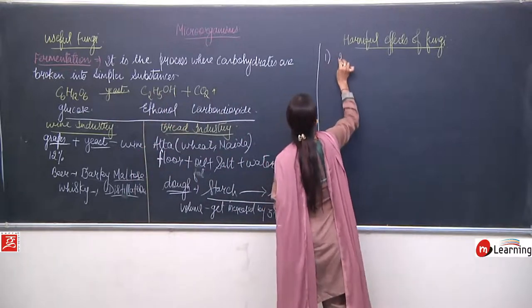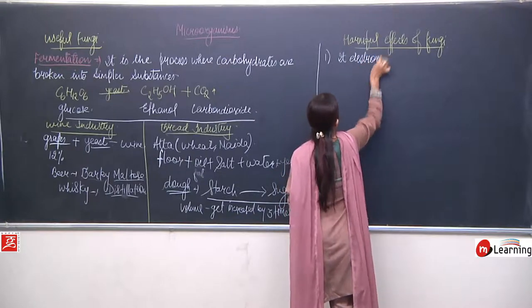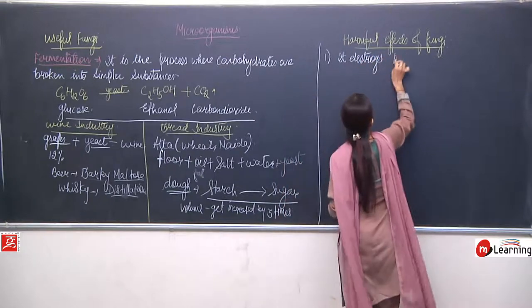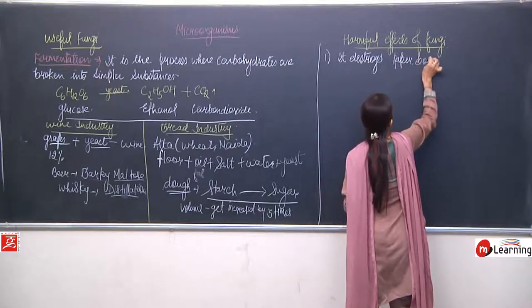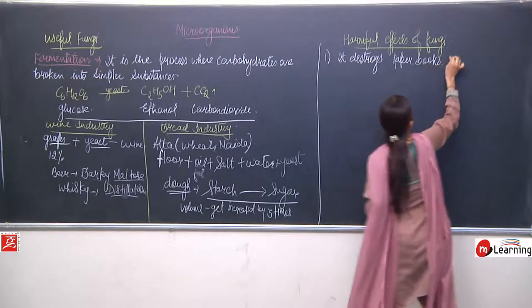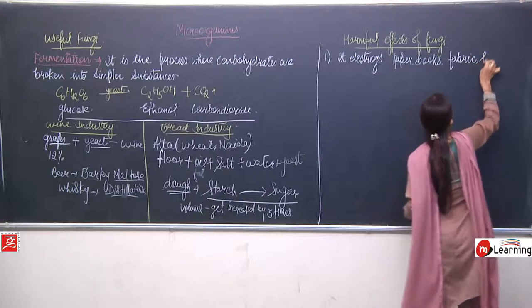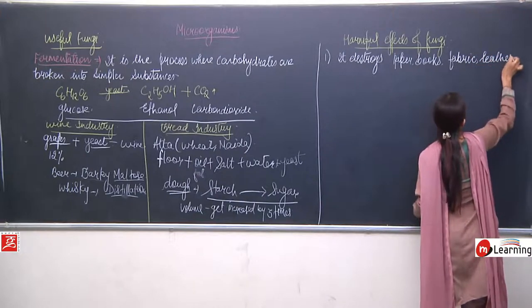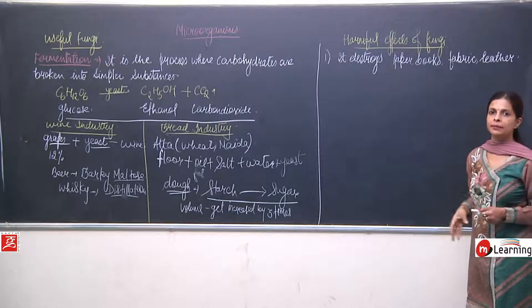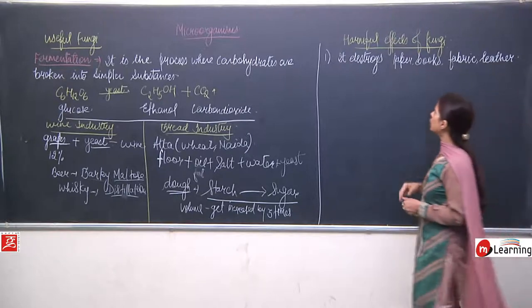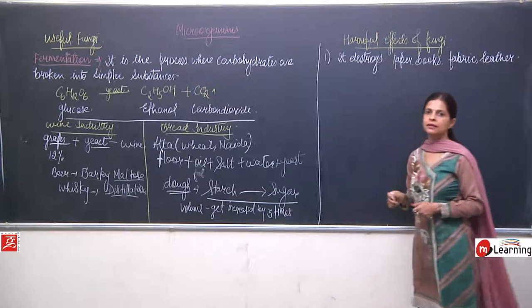First of all, it destroys paper, books, fabric, leather. That means spoiling, that means destroying the thing. This will be the first harmful effect, that it will be destroying all these things.